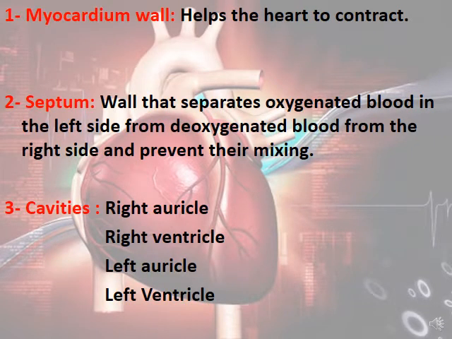Let's go deeply inside the heart. The heart consists of different parts that have important functions during our life. First, the myocardium wall. The myocardium wall helps the heart to contract. Septum. Septum is like a wall that separates the oxygenated blood on the left side from the deoxygenated blood on the right side and prevents their mixing.